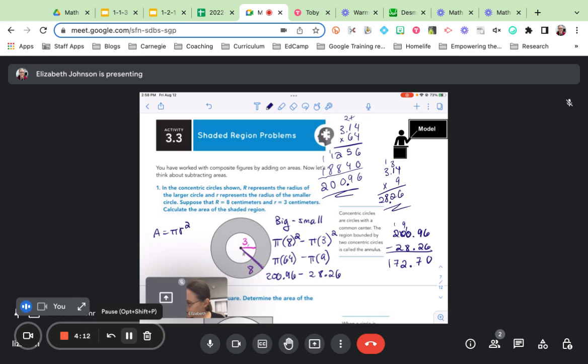Nice subtraction, guys. It's going to come out to 172 and 7/10 square centimeters. And just to review, what does that represent? That's our donut. That's our shaded region of these 2 concentric circles.